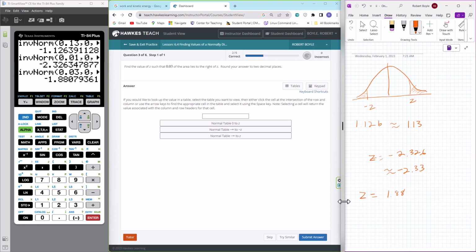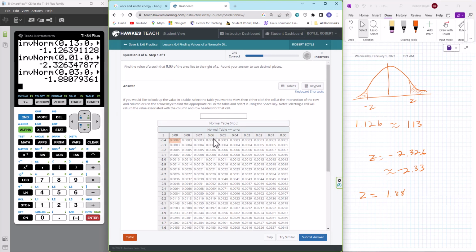So the value of z that I'm looking for is going to be positive 1.88. And again, if I came into here, since this is less than 0.5, I'm going to go to the negative z value table. 0.03. It's around here somewhere.